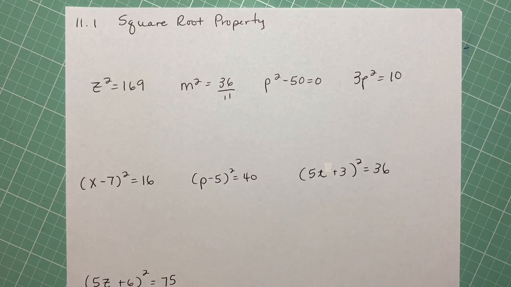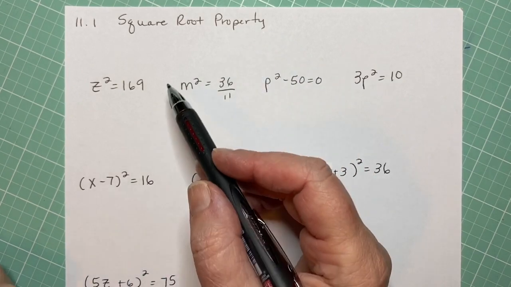Okay, in 11.1, we're going to look at the square root property. What we're looking at in chapter 11 is different ways to factor or to solve things when they can't be factored. When we're solving anything with an exponent higher than 2, we want to try to factor it. And if we can't factor it, then we're going to learn 3 ways today to do that. So the first one is the square root property.